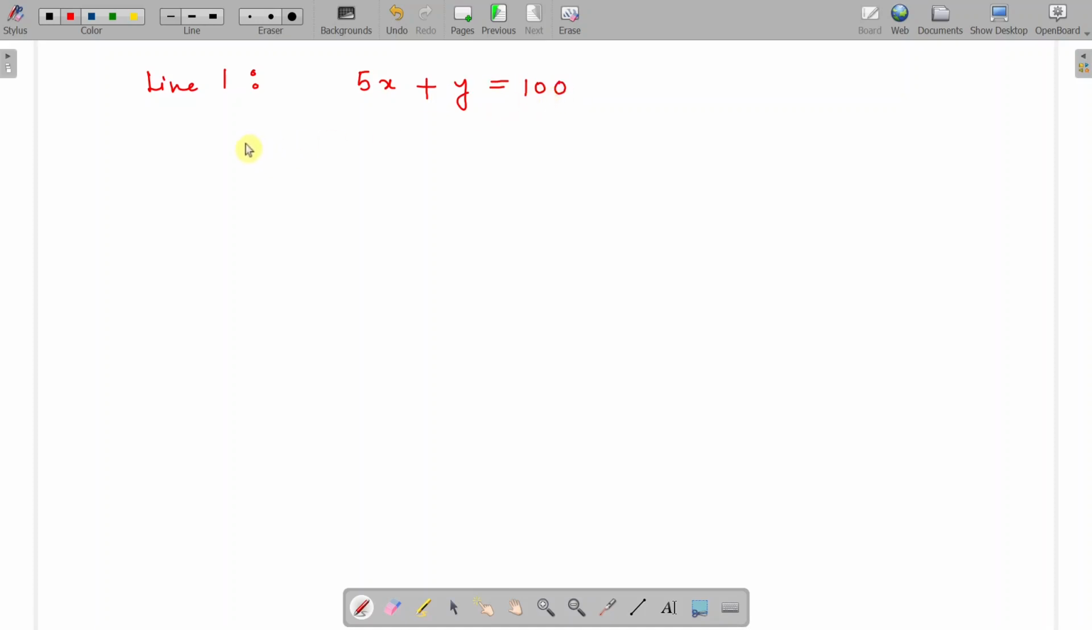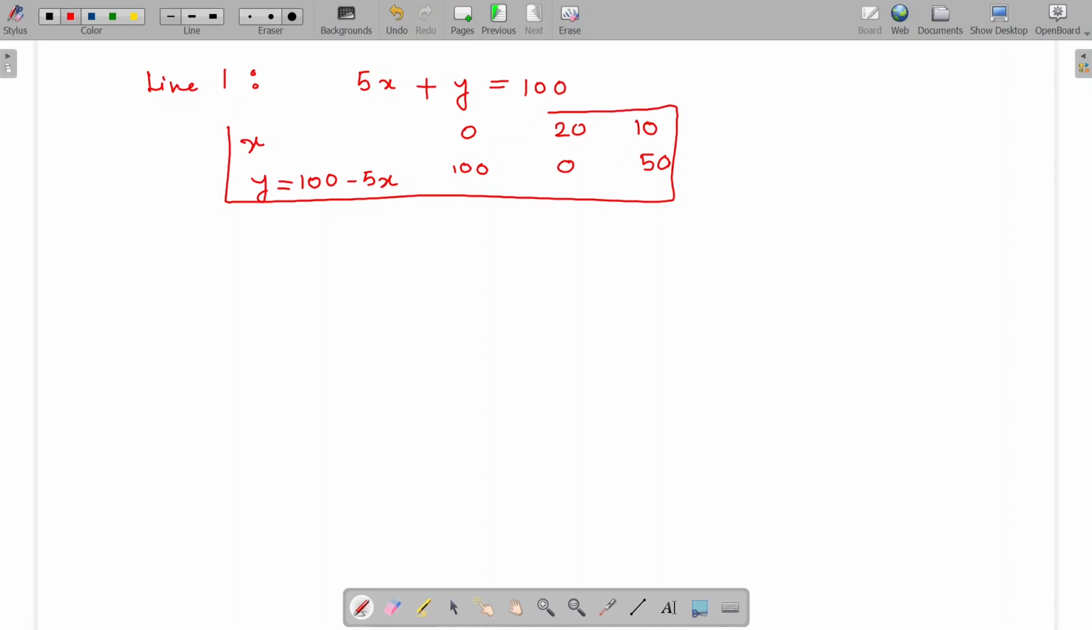Okay, so let us make the table for x, y. So y is nothing but 100 minus 5x, right? So if x is 0, y will be 100. If x is 20, then y will be 0, right? 100 minus 5 times 20, that is 100 minus 100, which is 0. Then if x is 10, we will get 50 for y. Okay, so this is the table.